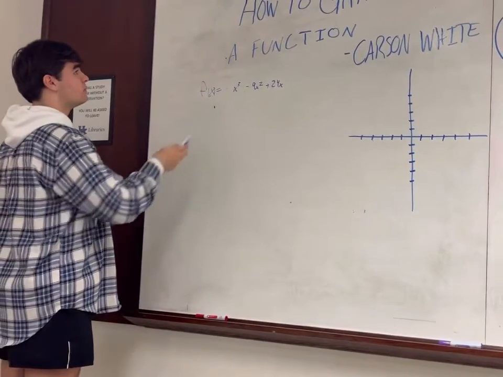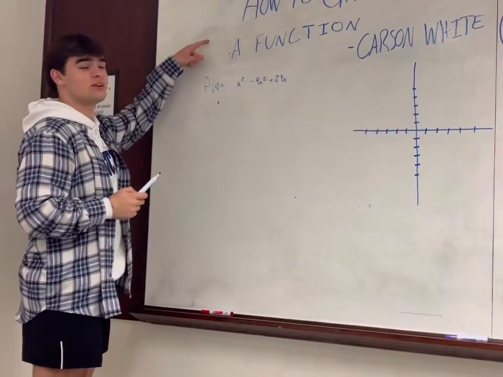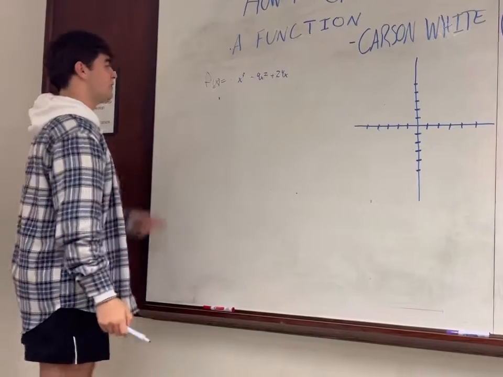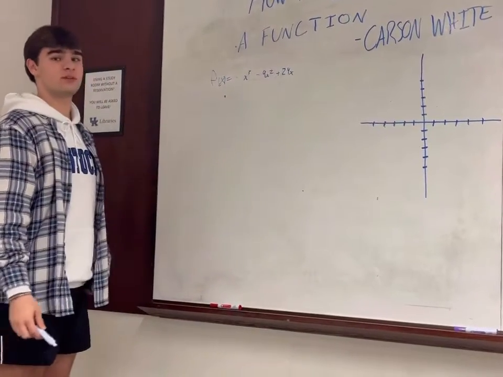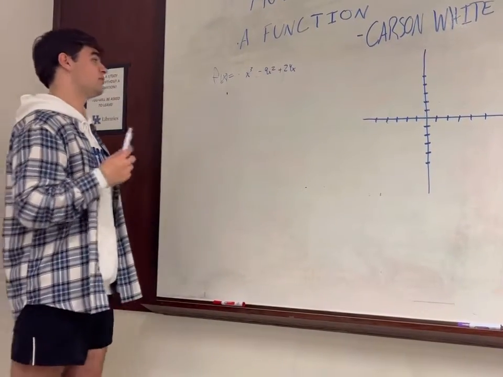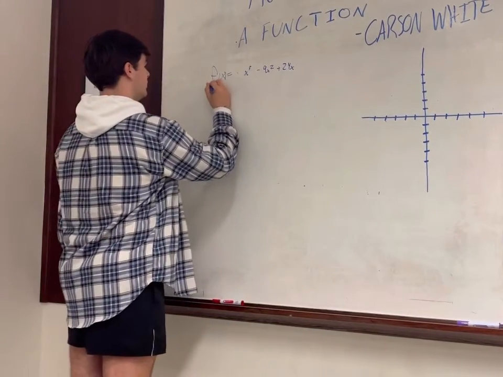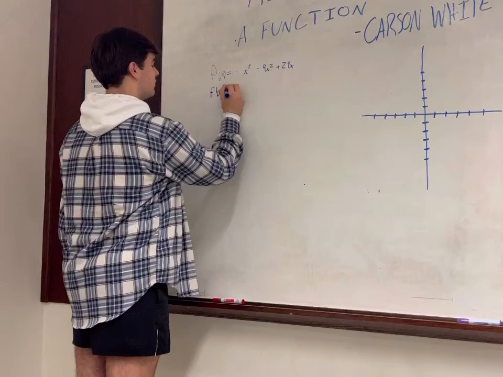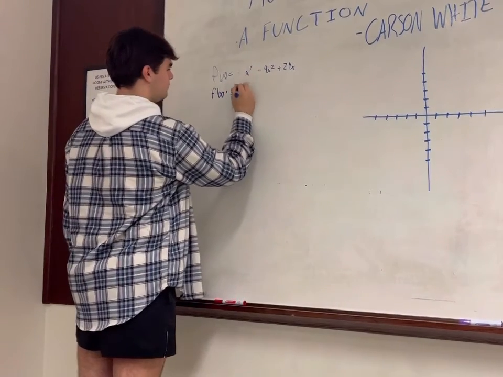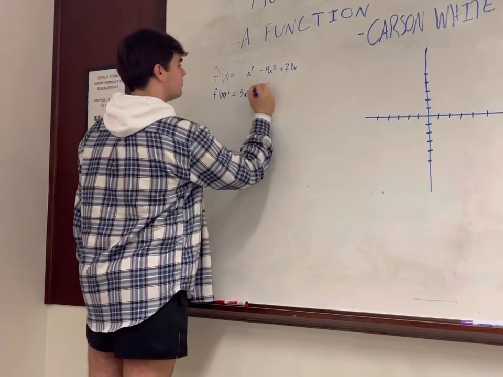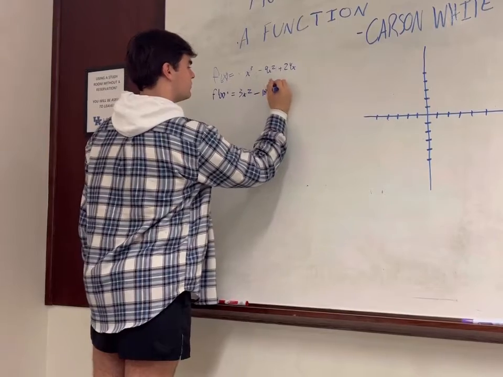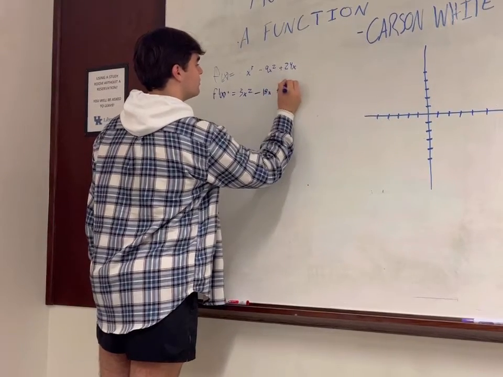Go ahead. So today we're going to be covering how to graph a function. So here's our function here, and the first thing we're going to be covering is the first derivative test to find critical numbers. So let's set f prime of x equal to 3x squared minus 18x plus 24.